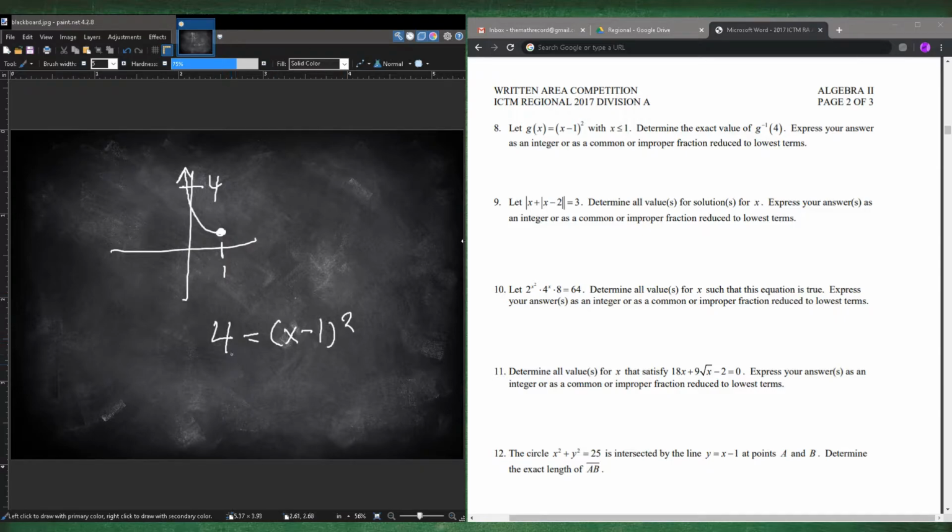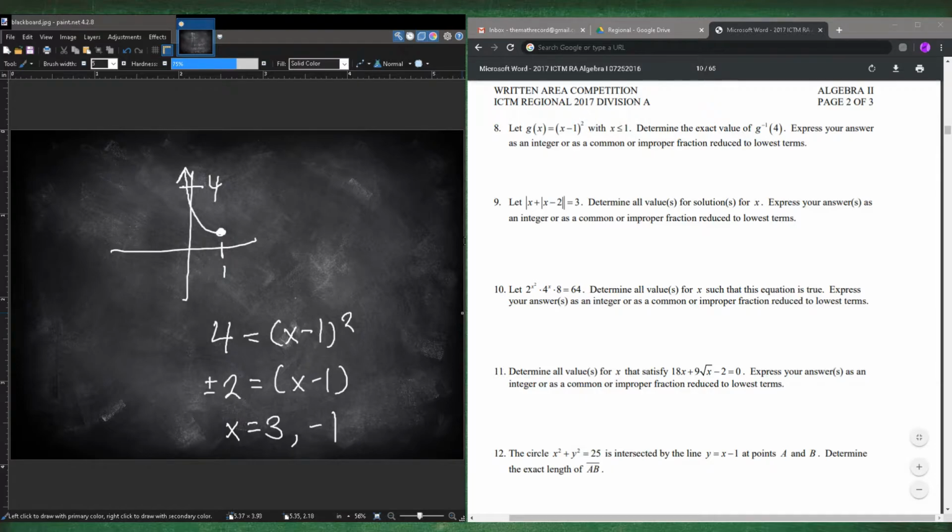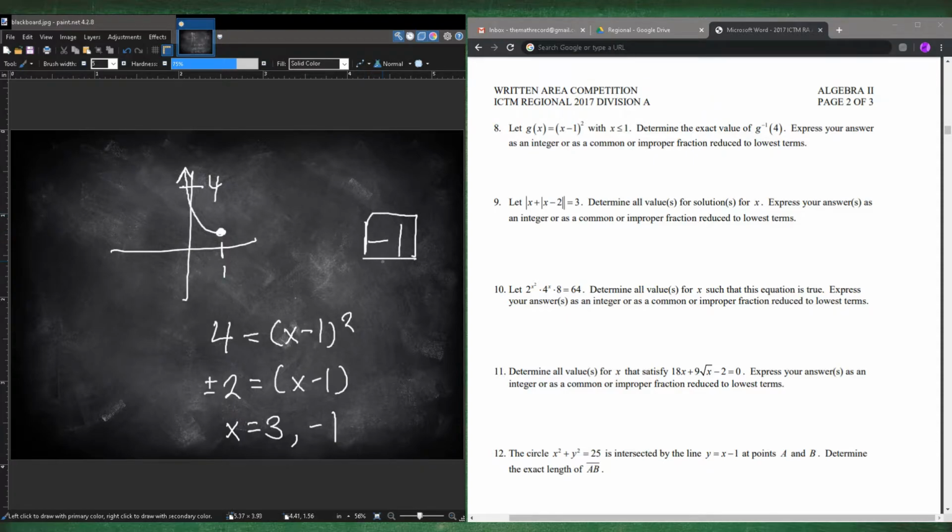So taking the square root of 4, that is plus or minus 2, right? So that is equal to x minus 1. So our x could either be, if this is plus 2, then x could be equal to 3, or x could be equal to negative 1, right? But they said x has to be less than 1, right? So the only possible answer is negative 1. So the answer for number 8 is just negative 1.